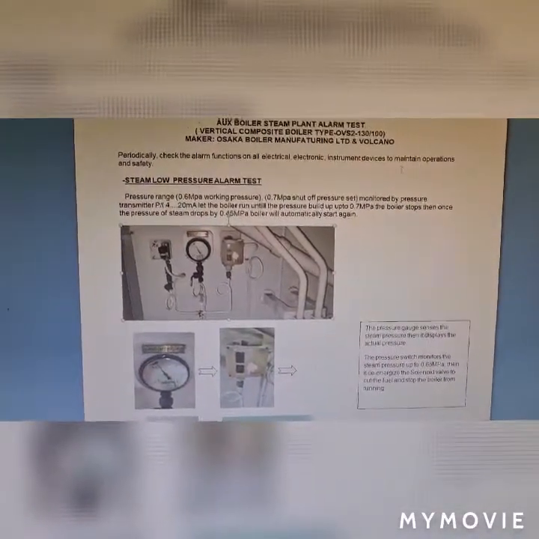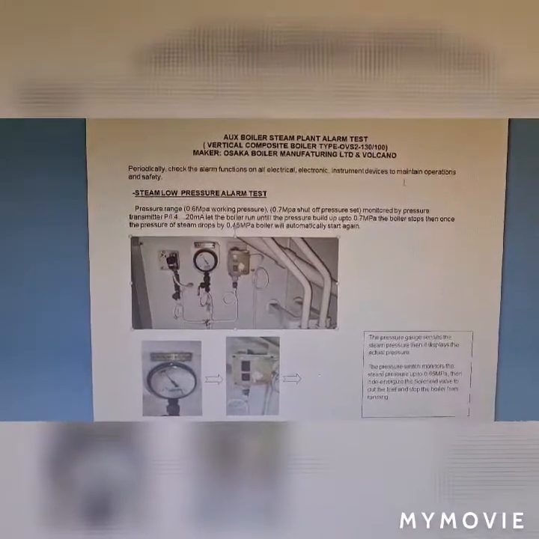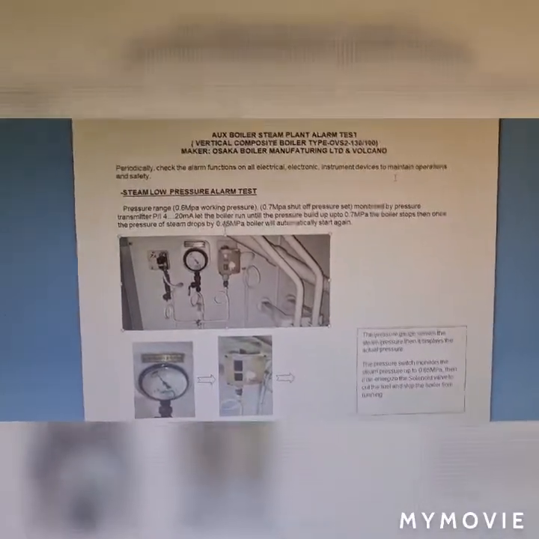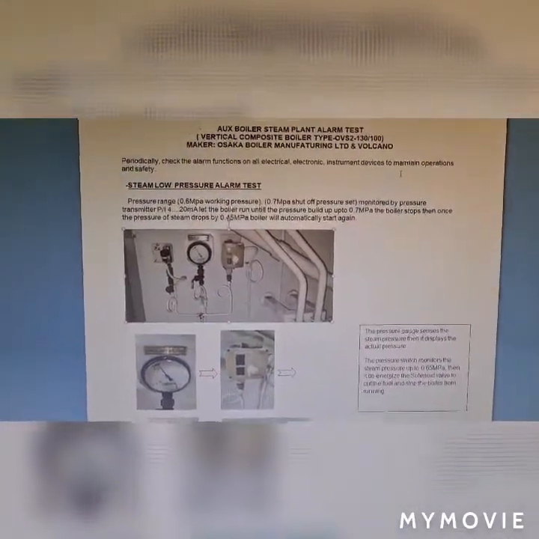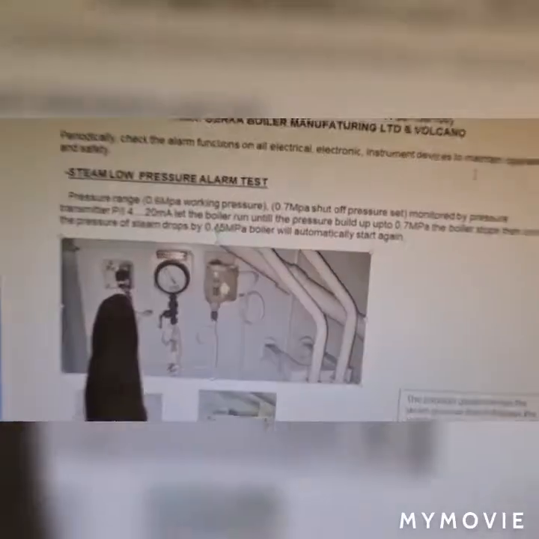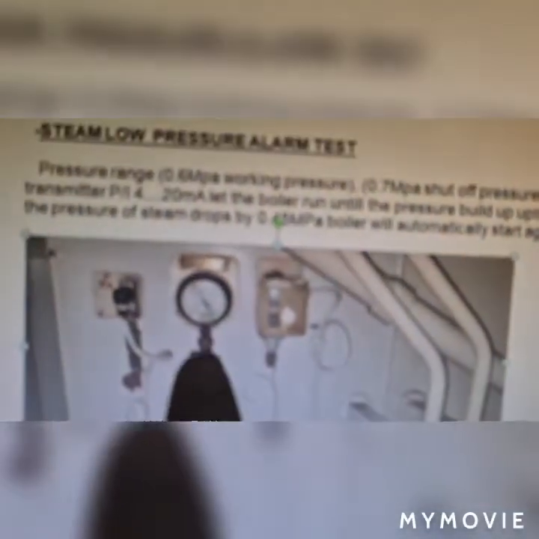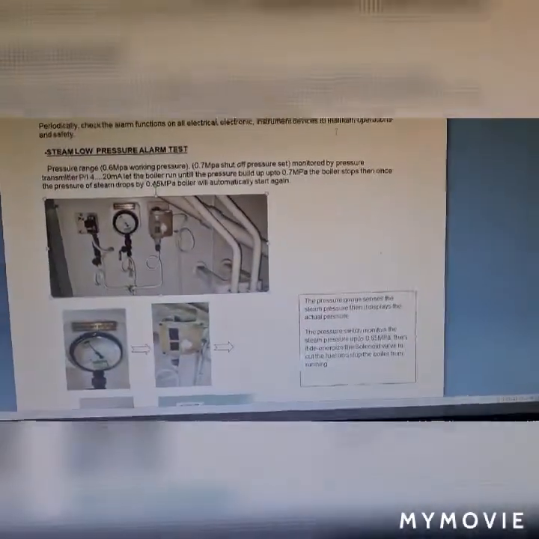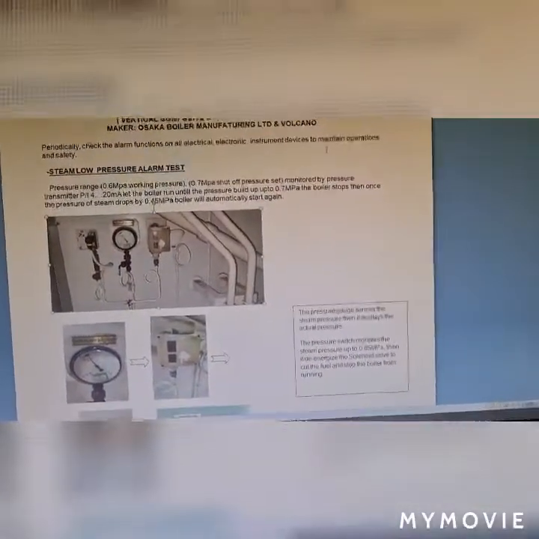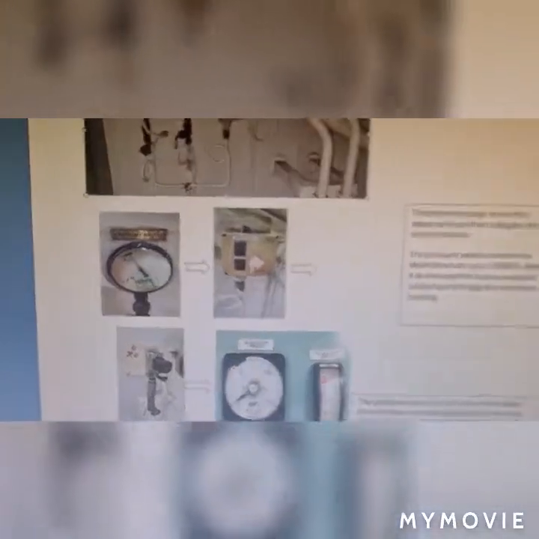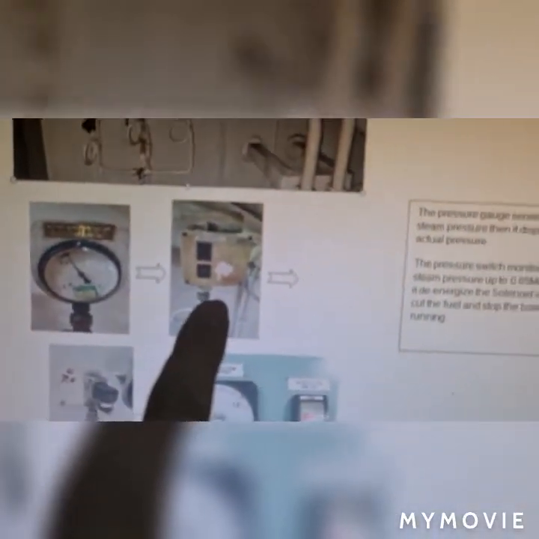In the steam pressure alarm test, you can test it with a low or high pressure test. In a steam pressure test, the instruments involved here are the pressure transmitter, the pressure gauges, and the pressure switches. From here, I just put the pressure gauge and the pressure switch. This is the pressure gauge and this is the pressure switch.